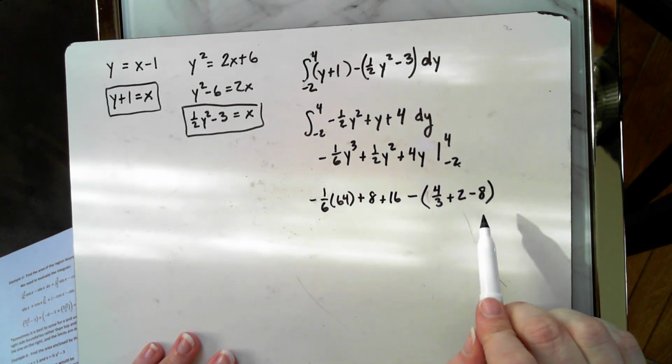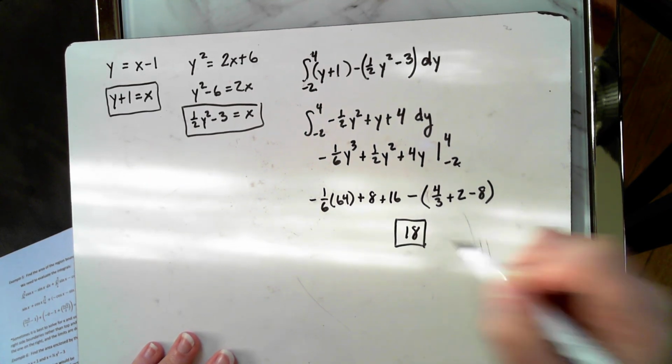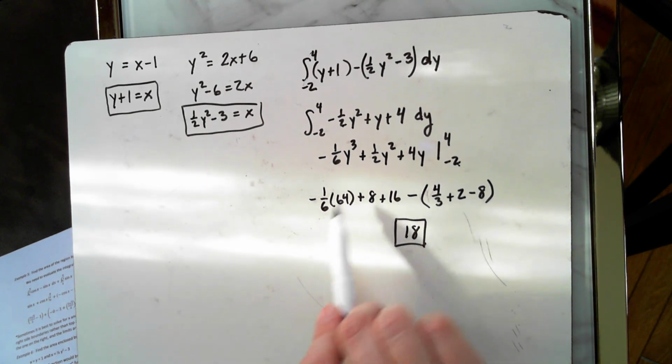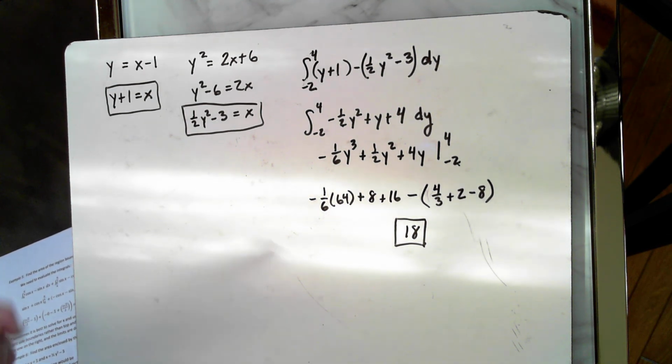Now, if you combine all of this together, you get 18, and I just put that into my calculator. You could also get common denominators for this, and the 64 and 6 will reduce, and that will also have a denominator of 3. But anyway, this is the area between those two curves.